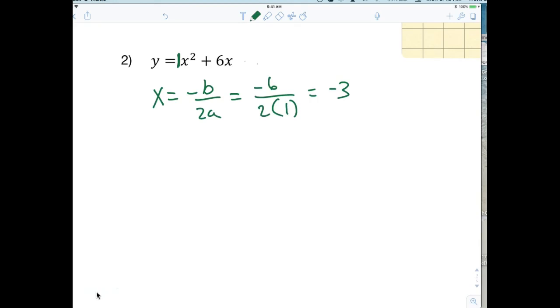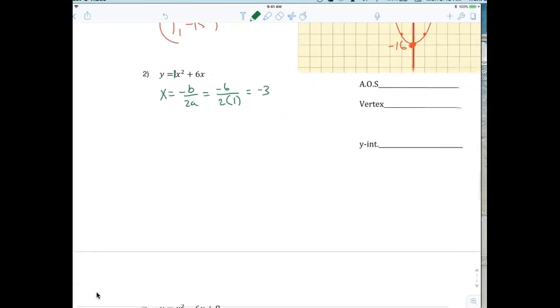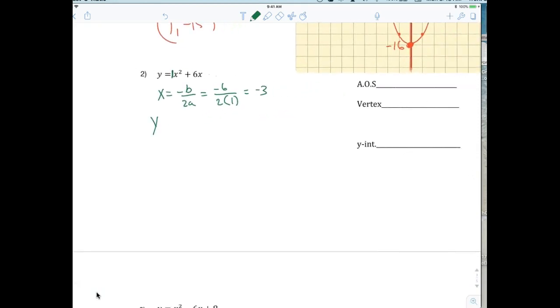Now, I need to figure out what the vertex is. So y equals negative 3 squared plus 6 times negative 3. Y equals 9 minus 18. Y equals negative 9. So the vertex is what? Negative 3, negative 9. The axis of symmetry, I forgot to write x equals negative 3.